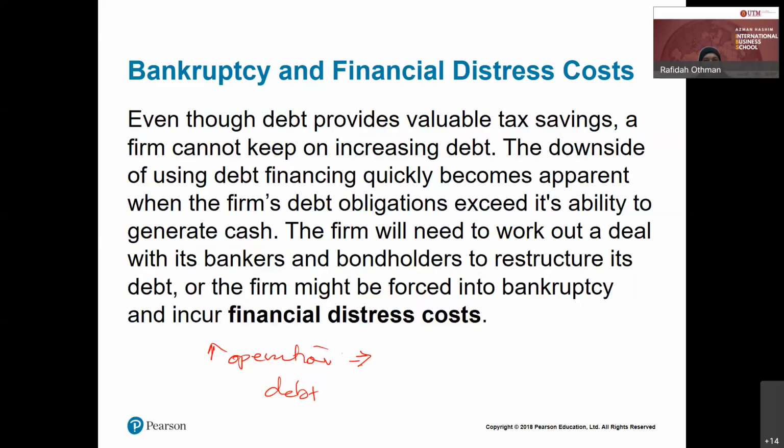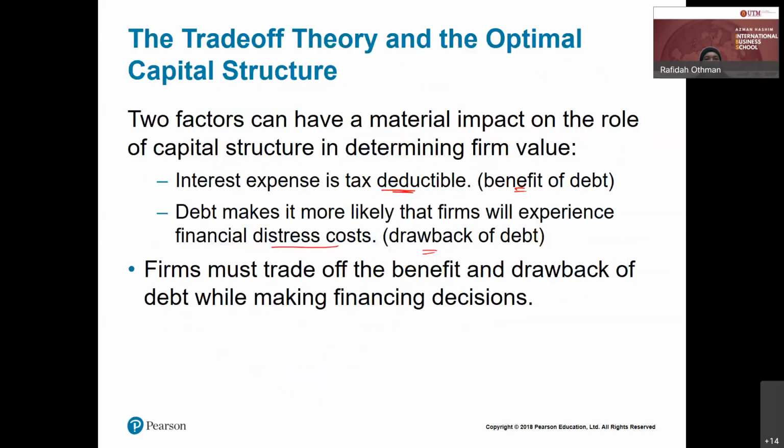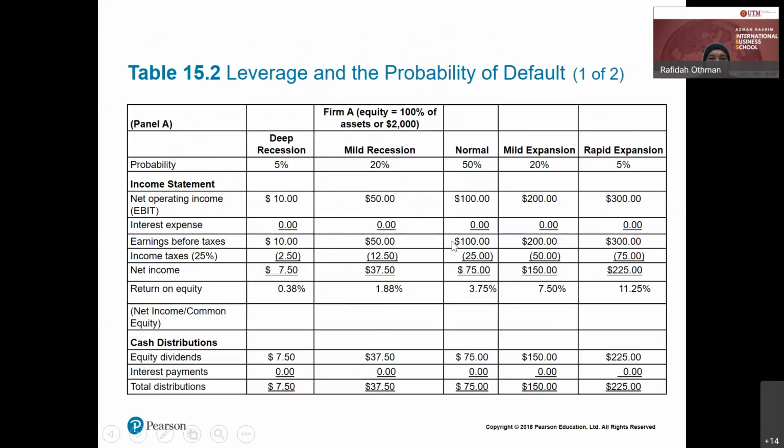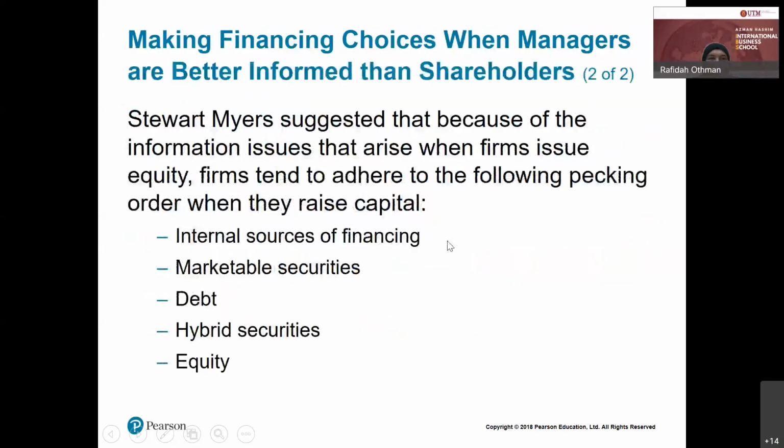These are the bankruptcy and financial distress costs, and we are looking at the trade-off theory of optimal capital structure. You have to look at the benefit of tax deductibility, but you also have to look at the drawback of debt, where you have financial distress cost, where you're looking at bankruptcy. So you have to trade off between the benefit and the drawback.